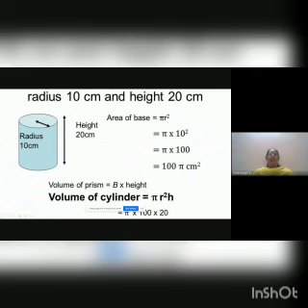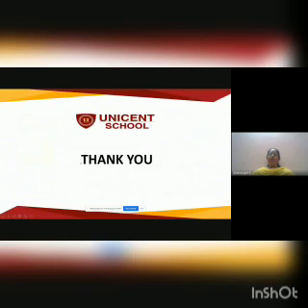Understood, children? You have now found out the volume and surface areas of your figures, that is cube, cuboid, cone, and cylinder.